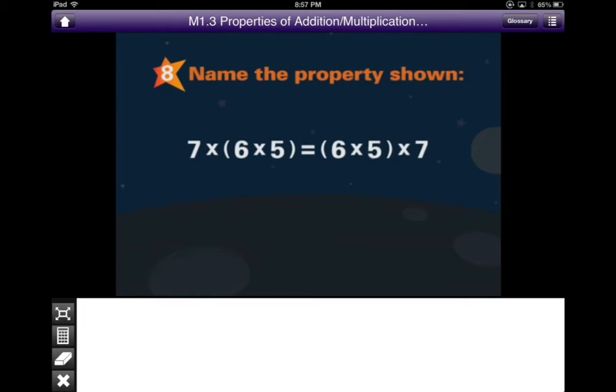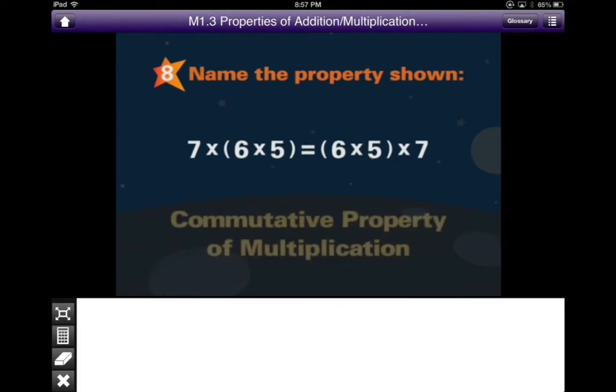The order of the factors is switched. That's the commutative property of multiplication. Well done. Okay, how many of you thought that was associative just because it had parentheses? That's a common mistake that a lot of people make. But really, this is the commutative property because the 6 times 5 moved in front of the 7. But the numbers inside the parentheses, 6 times 5, stayed the same. So that's why it's the commutative property of multiplication.